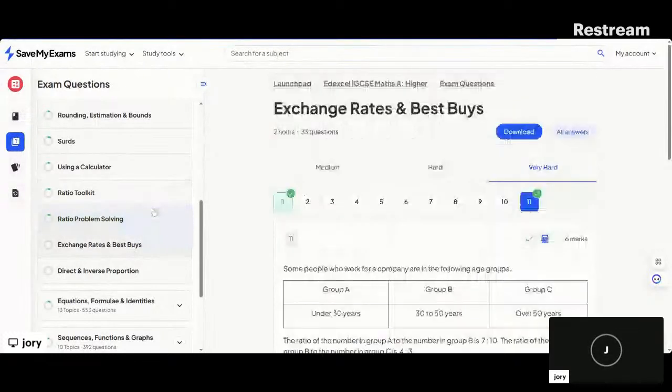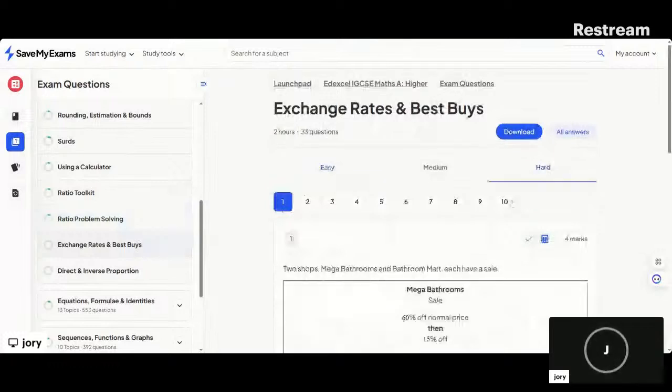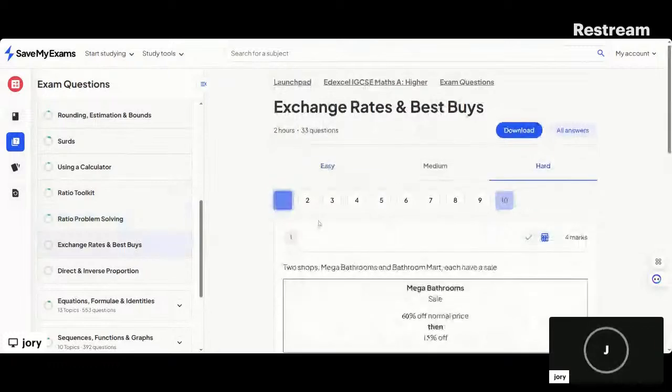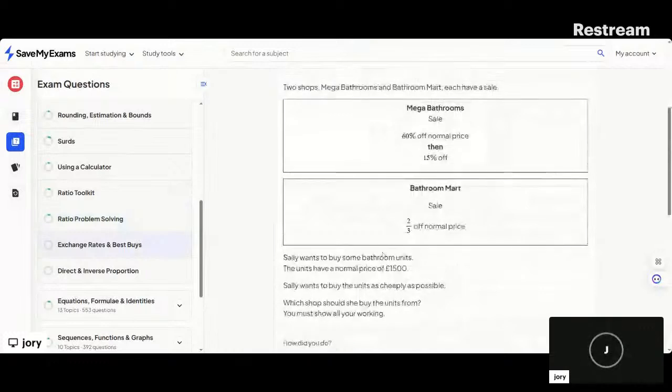Okay. Exchange rates and best buys. I used to do this a lot when I was a kid because I like my money.